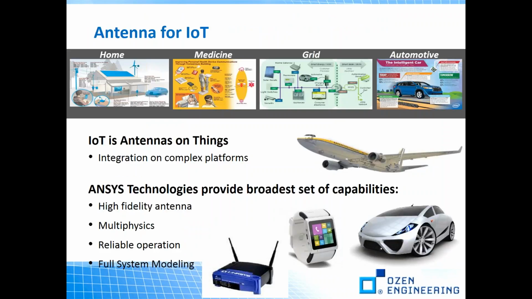When you talk about the IoT, it means antennas everywhere, because all of those devices need to communicate wirelessly. You need wireless communication, so you need antennas everywhere. The first challenge would be designing the antenna. After that, it's the integration of the antenna in a complex platform like an aircraft, a car, or a smart wearable. These are the challenges of large electrically structures, so you need to do simulation for them.